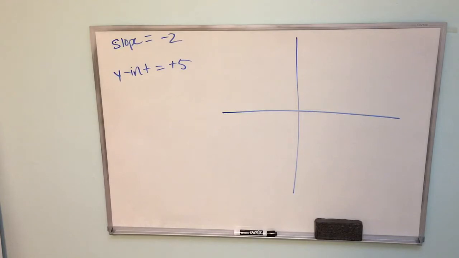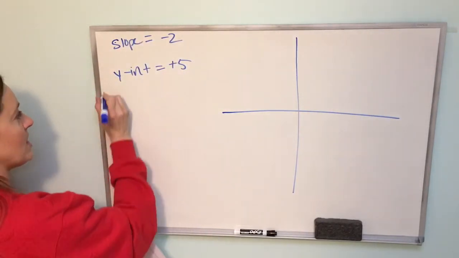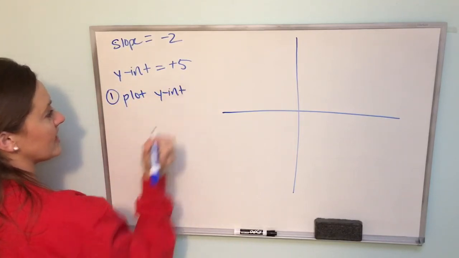So the first thing I have to do when I'm graphing a line with these two pieces of information, my first step is to plot the y-intercept.